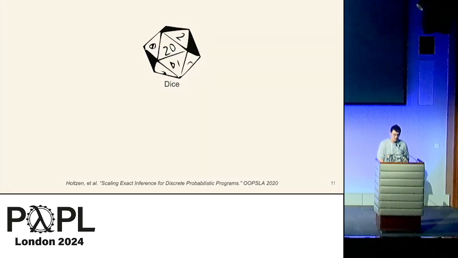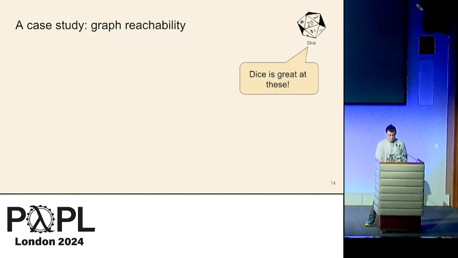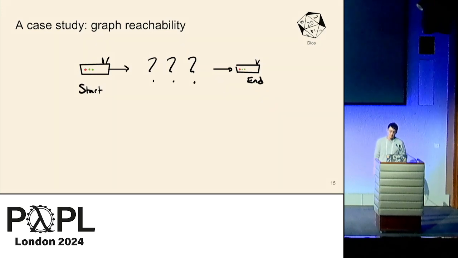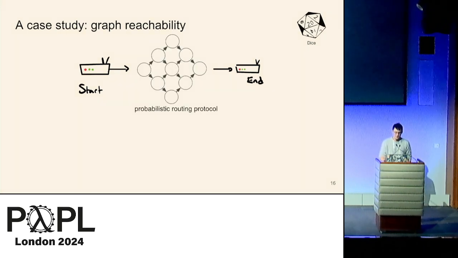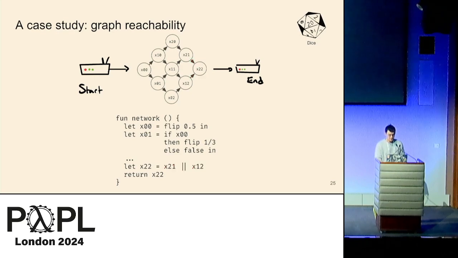Dice is a newer language. It was introduced in OOPSLA 2020. And it's very good at graph reachability problems, which we're going to touch on right now. In this setting, we have some start node, we have some end node, and we just want to model the probability that a packet is going to traverse some kind of router network. We'll use a probabilistic routing protocol, which really just means that when we go to write this Dice code, we'll define some network, we'll model the first node as a Bernoulli distribution, and we'll basically just repeat this process for all of the nodes in the network. And there's a little determinism as well.